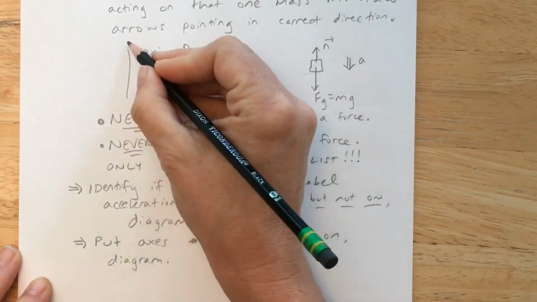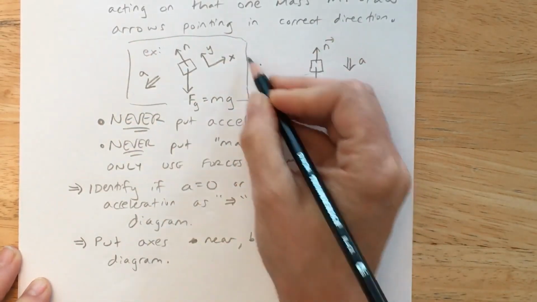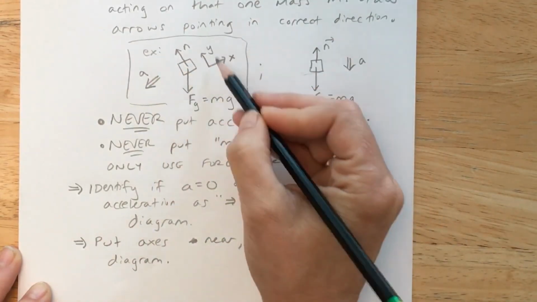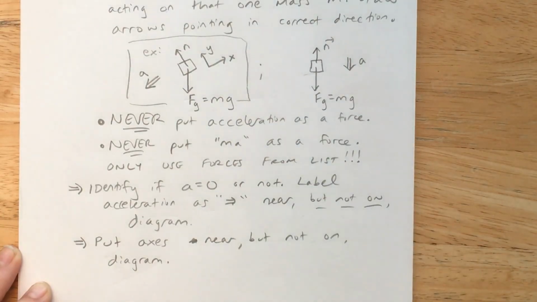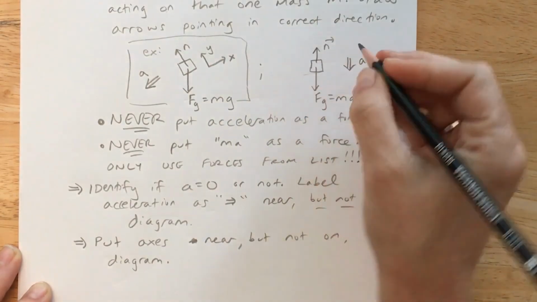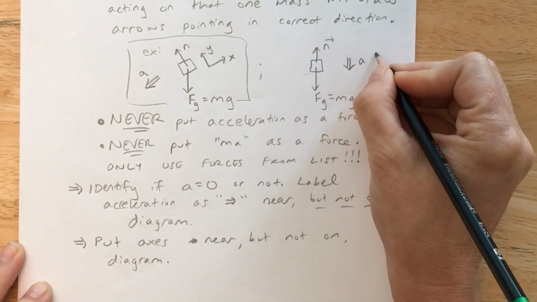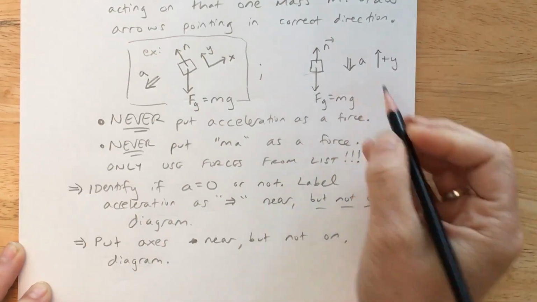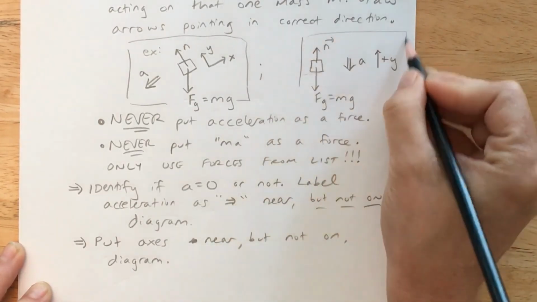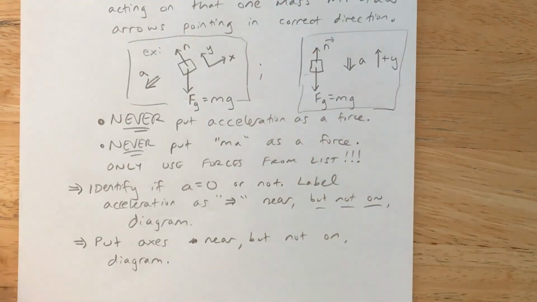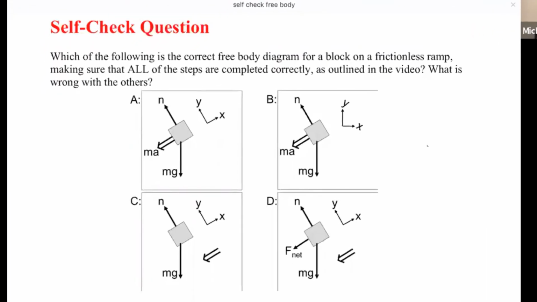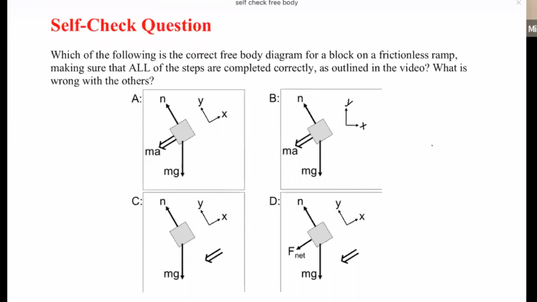And so this then would be my completed free body diagram, where I have drawn the individual forces, identified my acceleration near but not on, and made an axis near but not on. For the elevator case, there's no need to tilt my axes, and I only have a single direction. I don't worry about the x direction at all, so it's just a matter of what I'm calling positive y. So it might look something like this, and that would then be my completed free body diagram for the box in the elevator. So go ahead and pause the video and read through this self-check question, and then at the end of the video, we'll talk about the answer.